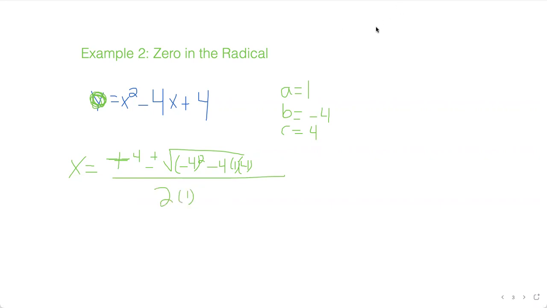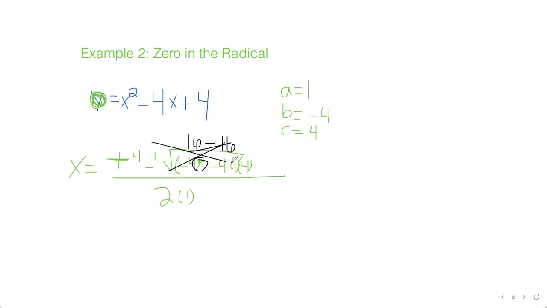Okay, once we plug it in, the next step is get the radical down to one number. So -4 squared is going to be a positive 16. You want to make sure that you put the negative in the parenthesis in making sure that it's squared. And then minus 4 times 1 times 4 is 16. So what happens here is we have 16 minus 16 is 0. The square root of 0 is just 0.